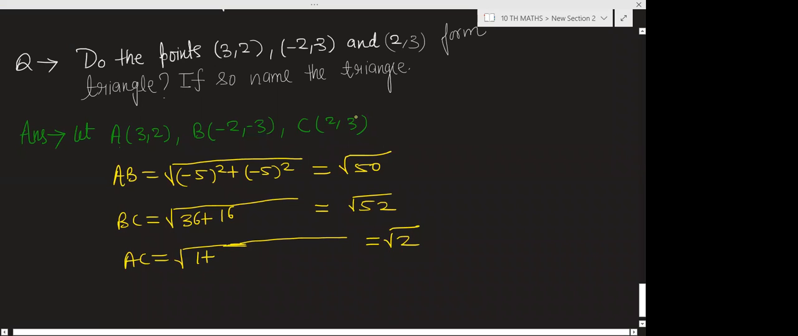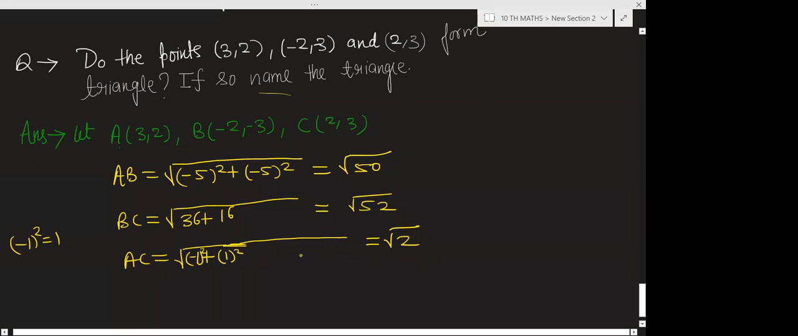2, oh sorry, 3 minus 2. And when you do this 2 minus 3, this will become -1, and the square of -1 will become 1. So this will become minus 1 square means 1.